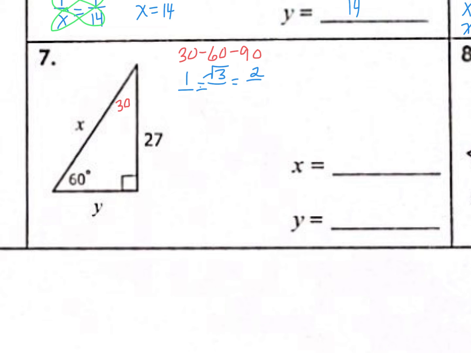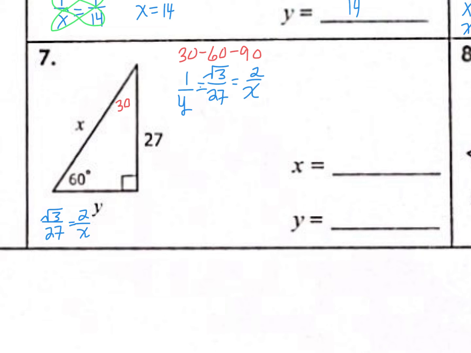And then we're going to write across from each of the angles. So across from 30 is y. Across from 60 is 27. And across from 90 is x. So our only full ratio is this one right here. So I'm going to use this one with 2 is to x, and this one with 1 is to y. So let's start with the x. So we have the square root of 3 is to 27, as 2 is to x.